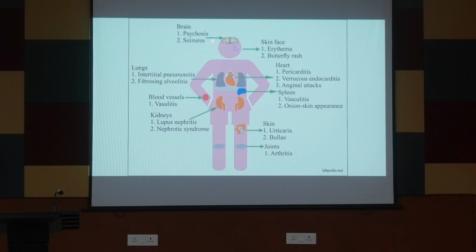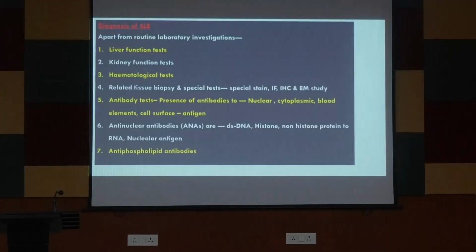In a nutshell: brain, psychosis, seizure; in the face, erythema, butterfly rash; heart, pericarditis, endocarditis, angina; the spleen is also affected; blood vessels, vasculitis; the kidney is important for lupus, lupus nephritis, nephrotic syndrome. The whole body is affected by this. You only need to know that it is a systemic disease.